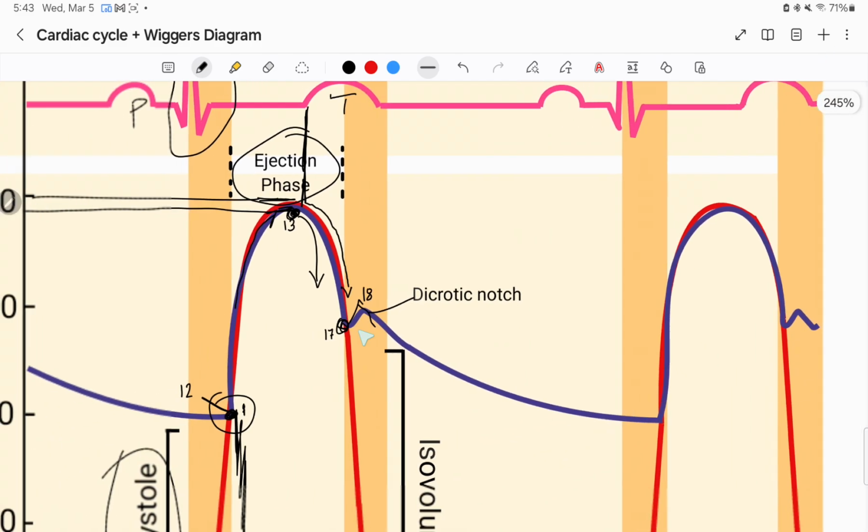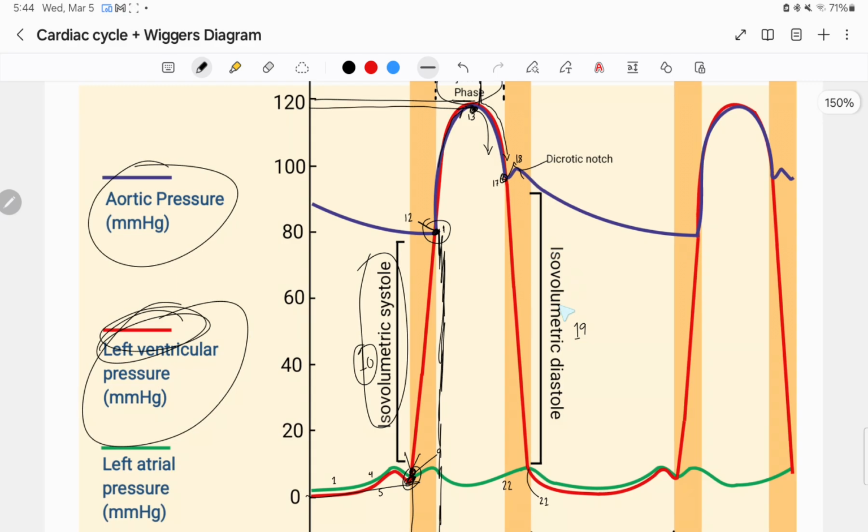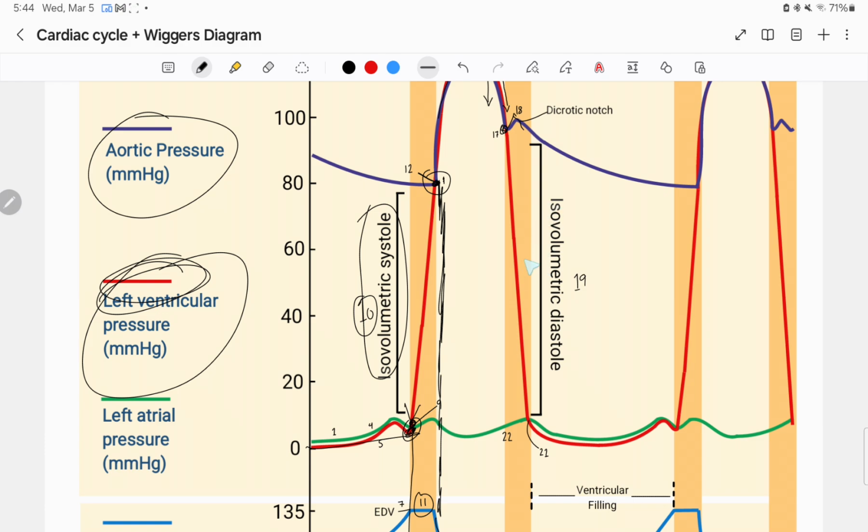And at this point, when the semilunar valves close, guys, we're going to enter into the second isovolumetric phase called the isovolumetric diastole. And in the isovolumetric diastole phase, what do you think we're going to do? We're going to reverse everything that we did in the isovolumetric systole. So now the pressure that I've generated initially here is going to go down. It's going to go down.